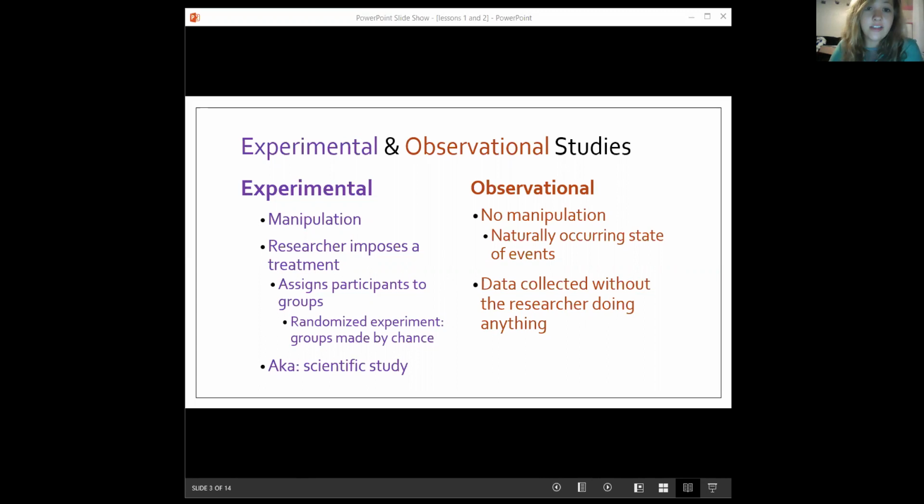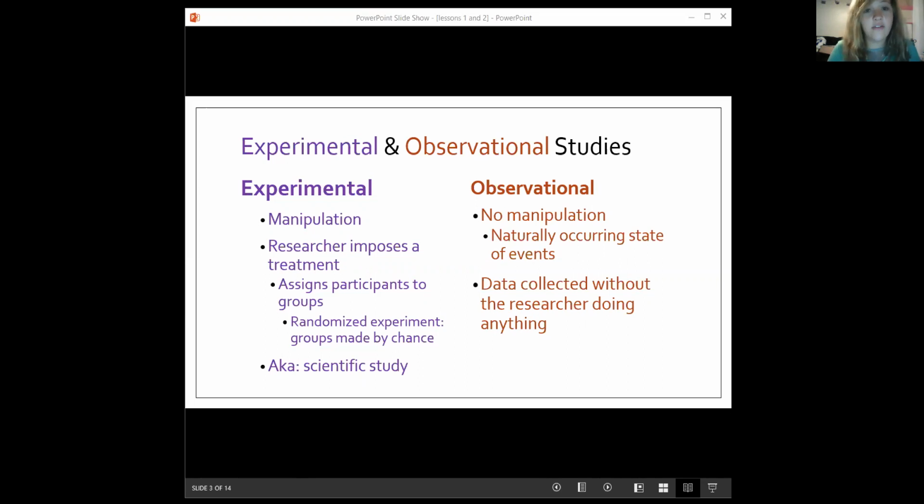So observational studies, I liken it to people watching. It's basically just a natural state of affairs. We just kind of watch and see what's going on, and we don't impose any sort of treatment. Let's say you have a bunch of rats that you're researching. It's kind of gross, but if all you do is observe them and their activities, that would be observational because you're not doing any sort of treatment. You're just watching them to see what's happening.